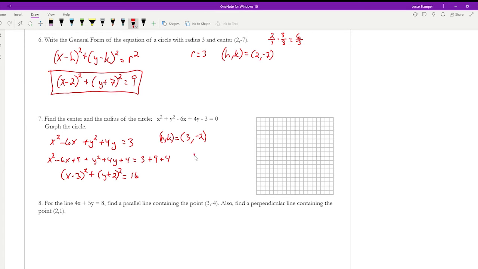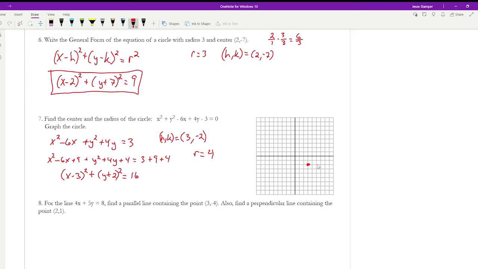My r has to equal the square root of this, because this is r squared. Well, the square root of 16 is 4. So what we need to do is count over 3, down 2, and that is our center.